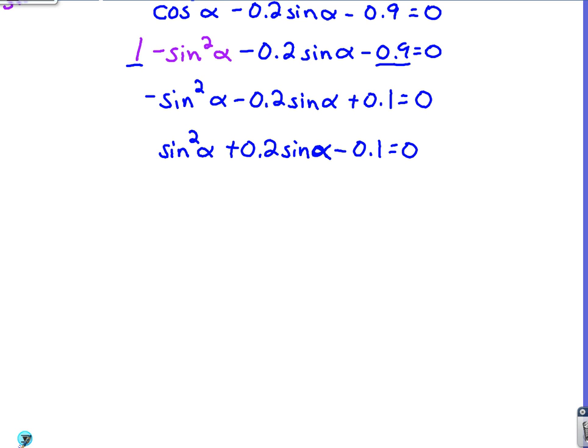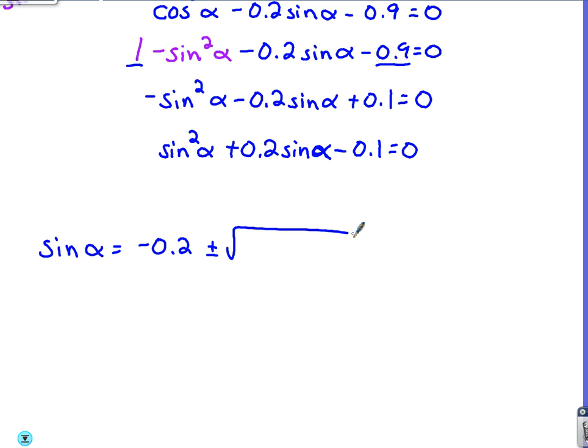How do you solve quadratic equations if you can't factor? Quadratic formula. Be careful when you're using the quadratic formula, because you are not solving x squared plus 0.2x minus 0.1 equals 0. You're solving sine equals that. So when you get your answer, it's not going to be x equals something, it's going to be sine equals something. So instead of x equals, I'm going to put sine equals. The sine of alpha equals negative b plus and minus the square root of b squared minus 4ac.